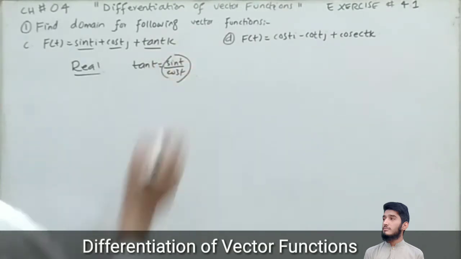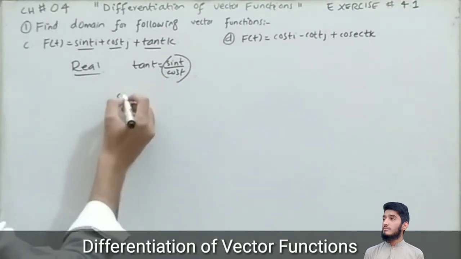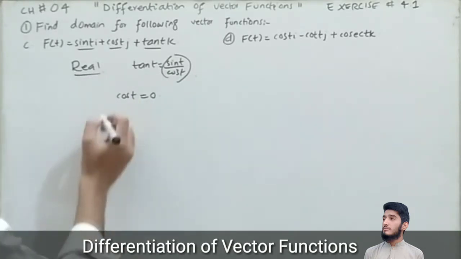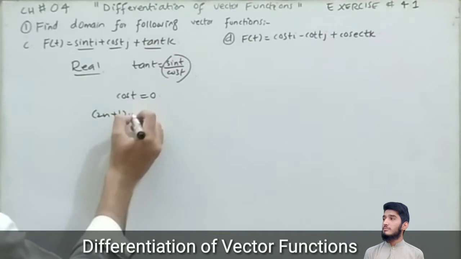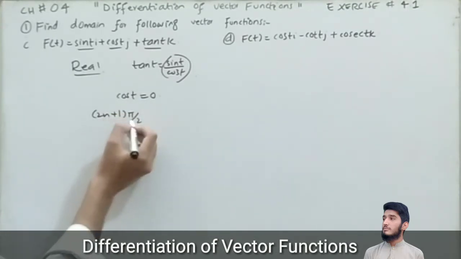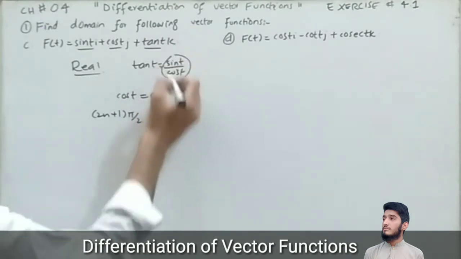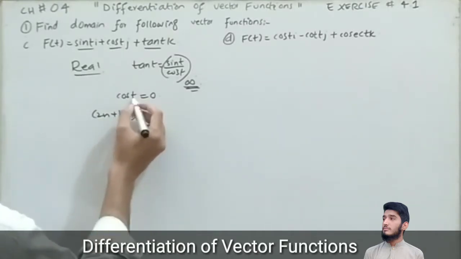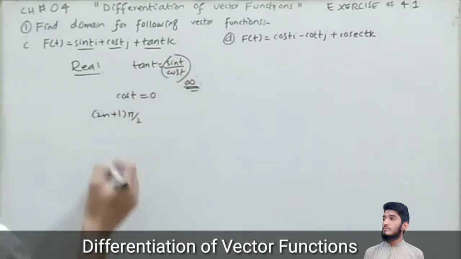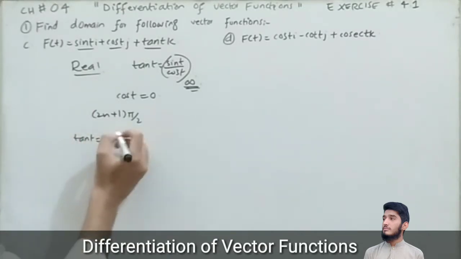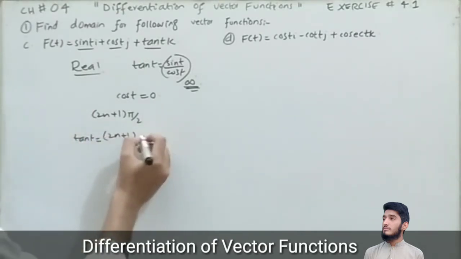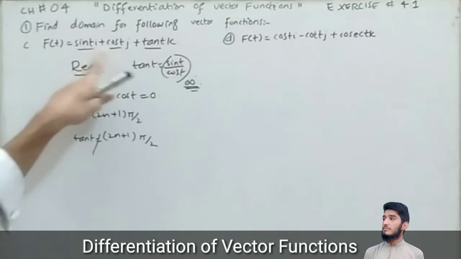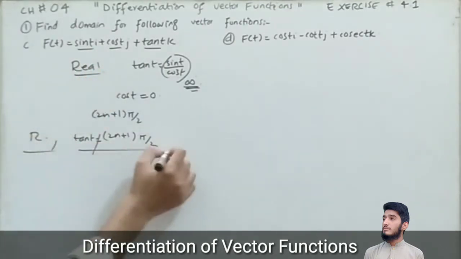Now again over here we have a fraction, so for the fraction we make the denominator equal to 0. In the denominator we have cos t = 0. And you know that cos is 0 when the angle is (2n + 1) times π/2. Because if we put n = 0, it gives π/2, and cos of π/2 gives us 0, so the function goes towards infinity. By putting n = 1, it gives 3π/2, and cos 3π/2 again gives us 0. So the domain of tan t excludes t = (2n + 1)π/2, while sin t and cos t have domain real. So this is the domain for part C.